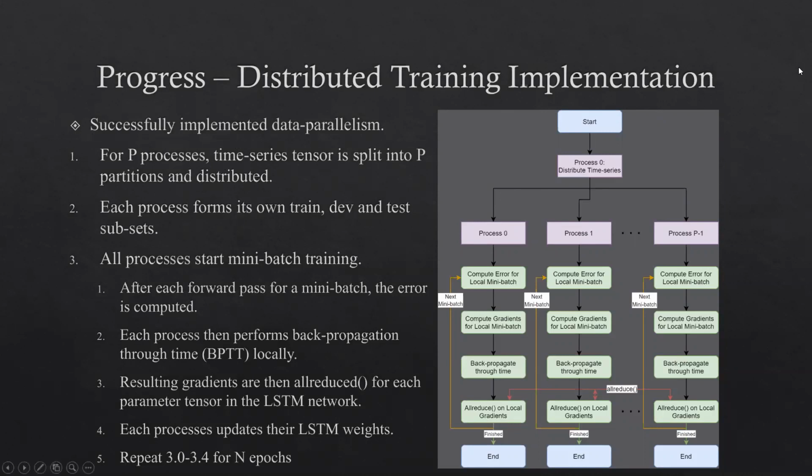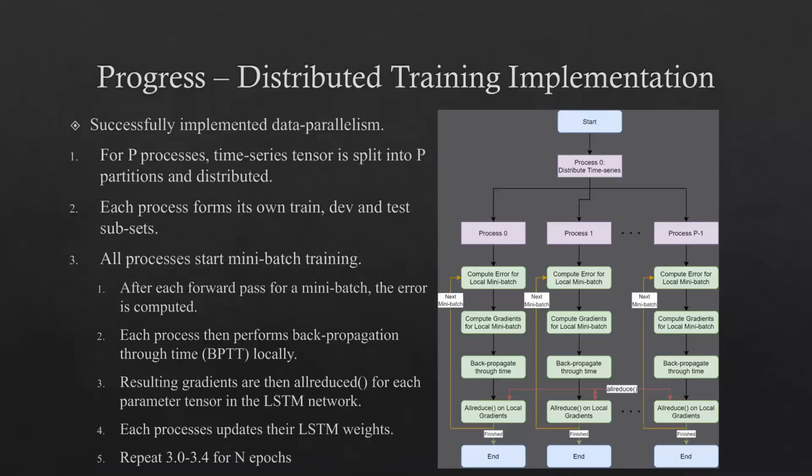For P processes, the time series tensor that I talked about requiring 18 gigabytes is split into P partitions and distributed to each of the processes. You can see if we start the program here, process 0, the root, will distribute all the time series data. Then each of those processes performs its own train, dev, and test sets for training. And then they all start the actual training itself.